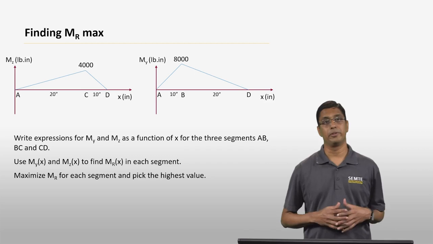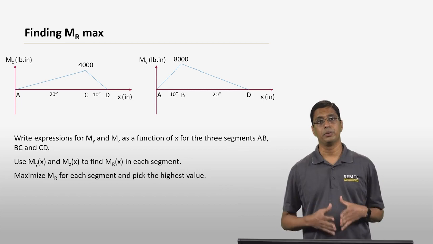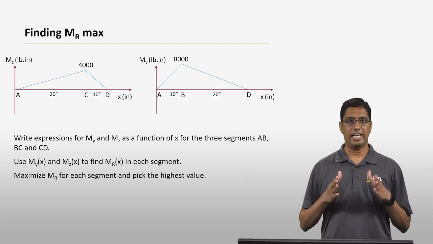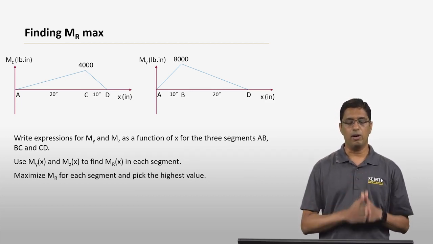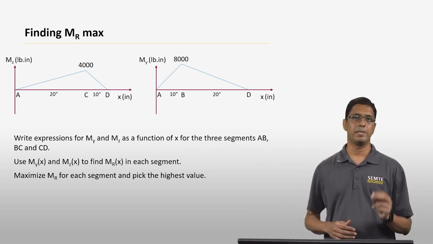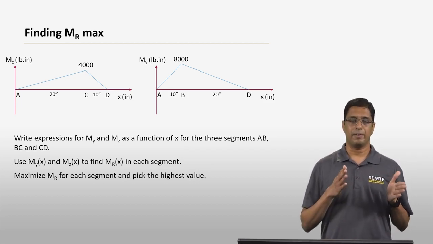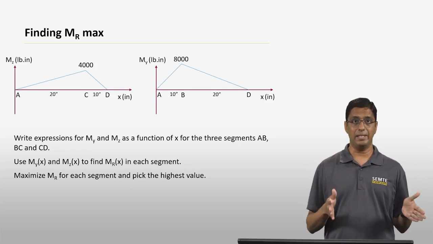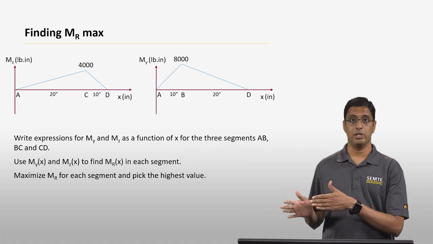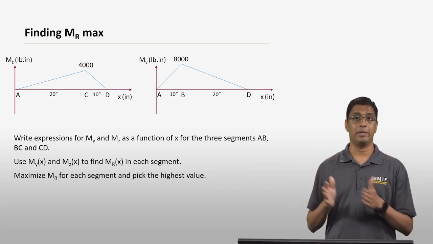So how do you go about finding where the resulting bending moment Mr is maximum? Typically, for a general case, you write the expression for Mr for all the segments along the shaft. In this case, you have three segments, AB, BC, and CD. The reason is that in the segment AC, Mz is constant, but My is not constant. But in the segment CD, both Mz and My are changing.